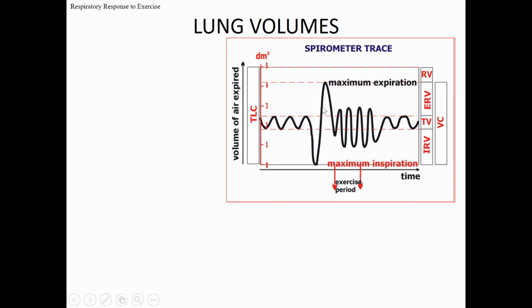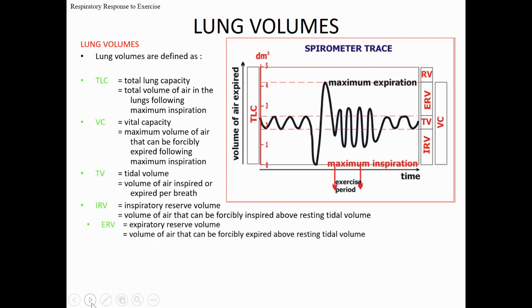So we might be doing some serious exercise here where we're taking big deep breaths in and out, and then obviously when we finish exercise we're in oxygen debt, so our breathing rate, our volumes have increased, but then slowly get back to this normal kind of tidal volume trace. And we talk about definitions and how those definitions relate to each other within the lungs.